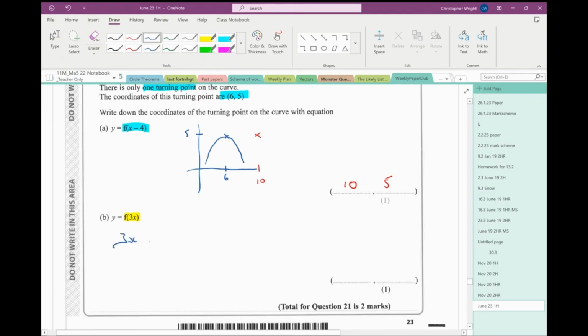So we want f(x) = 6. So if we're f-ing 3x, then we want x to be 2. Okay, so the turning point would be at (2, 5), rather than at (6, 5).